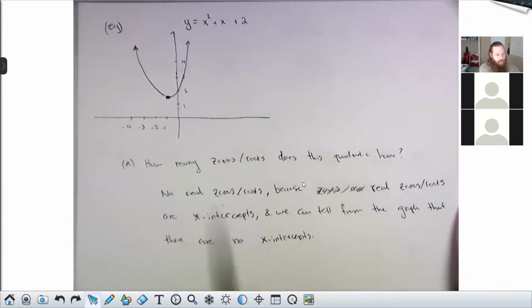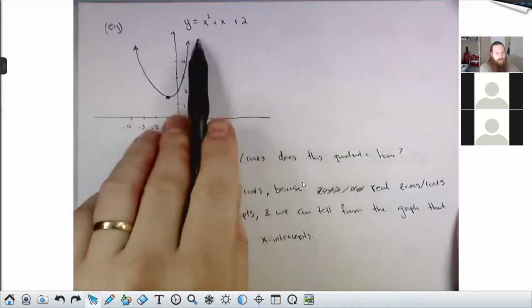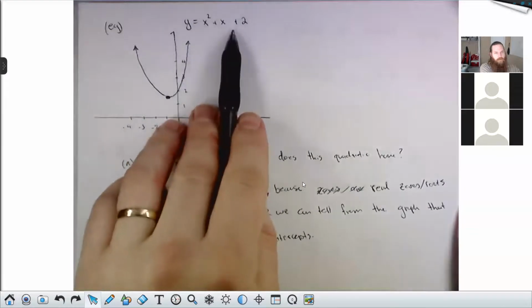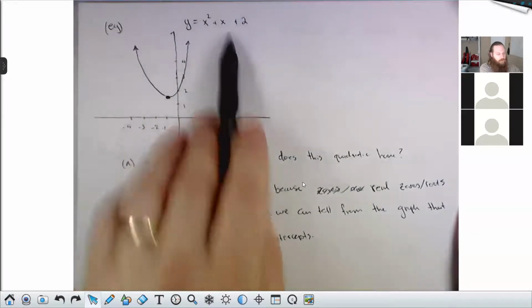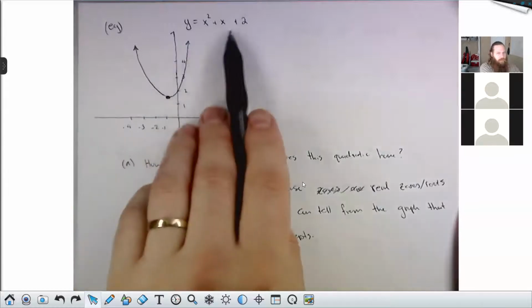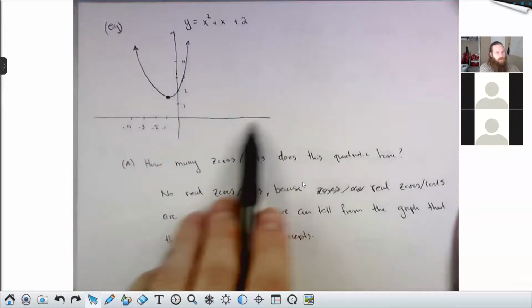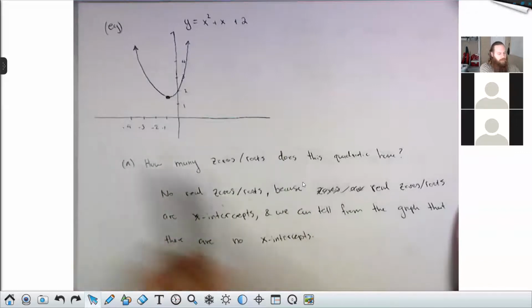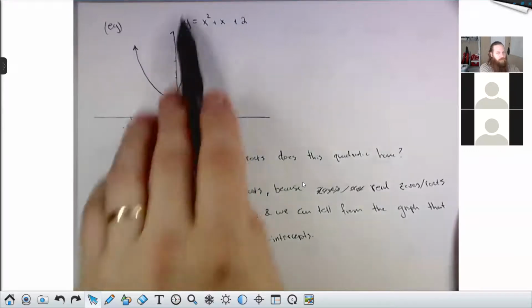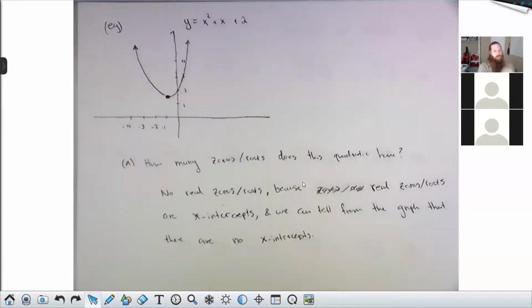A zero is a number you could plug into this thing that makes the whole thing equal to 0. Well, that whole thing being 0 means y is 0, which means you're crossing the x-axis. So when we set these things equal to 0, we're finding x-intercepts. That's why we call them zeros or roots. So because this graph clearly has no x-intercepts, we know that this guy has no real roots.